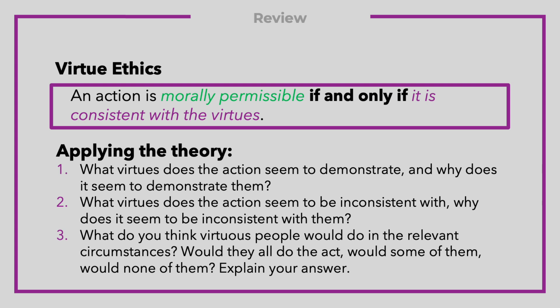And I think there you're starting to do some big picture thinking. It's not merely the number. If it's consistent with more virtues than it's inconsistent with, that doesn't really tell us anything. The question is, could the virtuous person, the person with all the virtues, do this action? And if there's some virtue that it's just definitely inconsistent with, there's no way some virtuous person would do it, then that action is going to be wrong. So to help get you at that, I have this last question: what do you think virtuous people would do in this circumstance? Would they all do it? Would some of them do it? Would none of them? Explain your answer there.